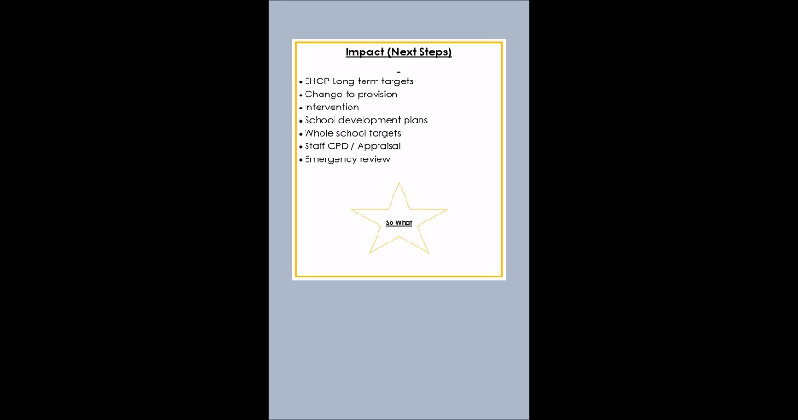Once the evidence has been collected, it's time to think about what the next steps are going to be. What is going to have the greatest impact on that child? This could be a change to EHCP long-term targets, a change to the provision, interventions put in place, internally or externally, school development plans being reviewed along with whole school targets, specialised staff CPD being put in place and appraisals being reviewed, and finally an emergency review may be needed.